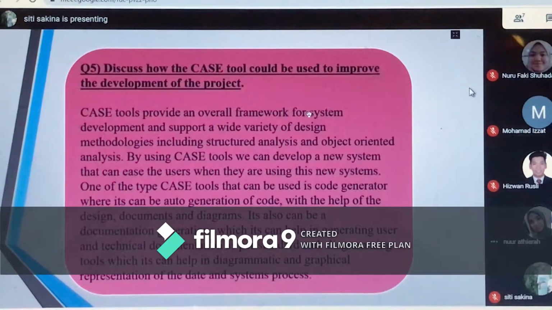using this new system. One of the types of tools that can be used is the code generator, which can auto-generate code with the help of the design, documents, and diagrams. It also can be a documentation generator, which can help in generating user and technical documentation as per standard, and a diagramming tool, which can help in diagrammatic and graphical representation of the data and system processes.